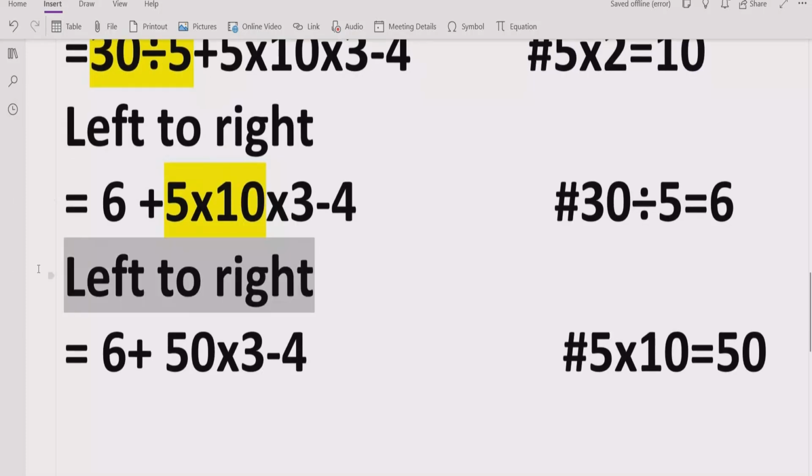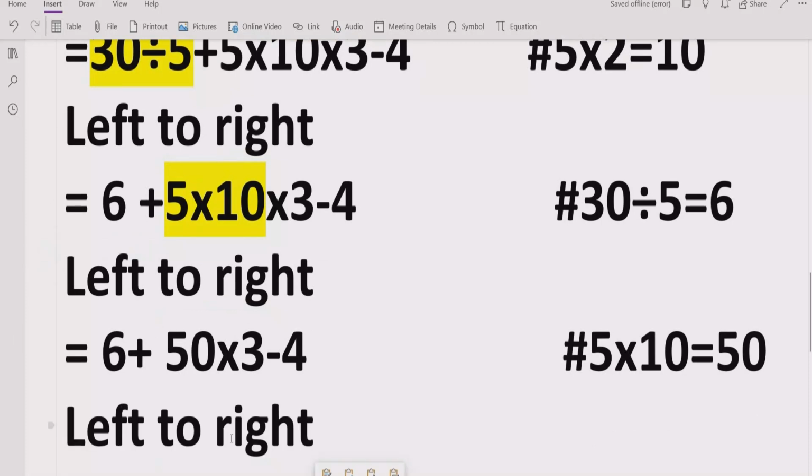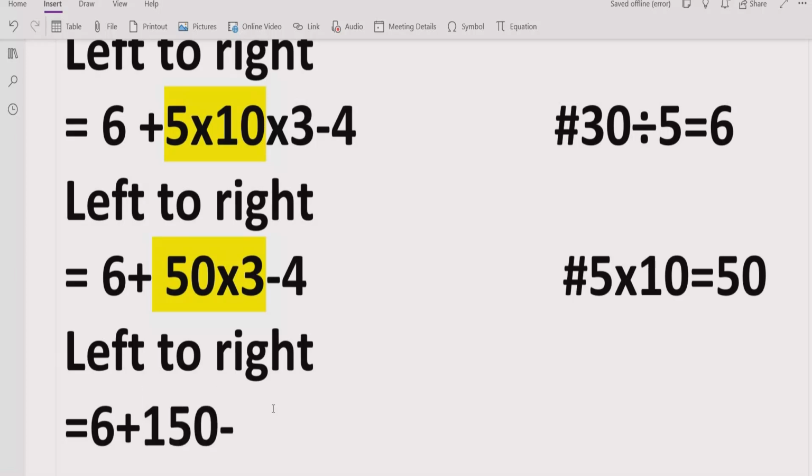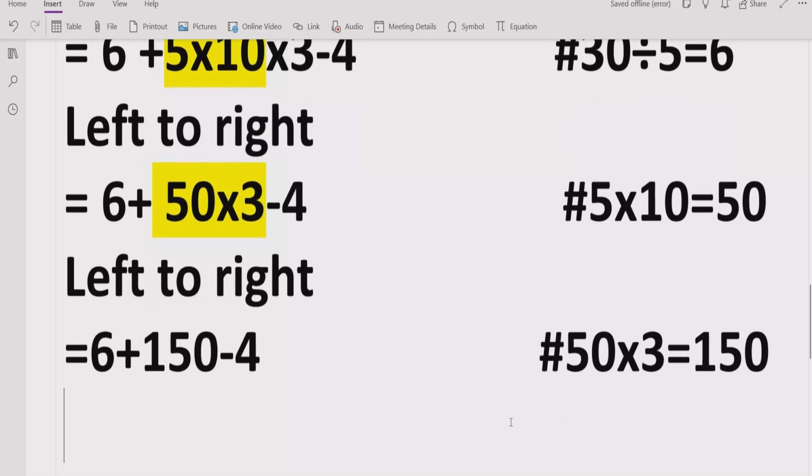Again we have to go left to right and look at division and multiplication. Yes, we have another multiplication. Here we have this multiplication. We will write 6 plus 50 multiplied by 3, which equals 150, minus 4. We can give the reference here: 50 multiplied by 3 equals 150.